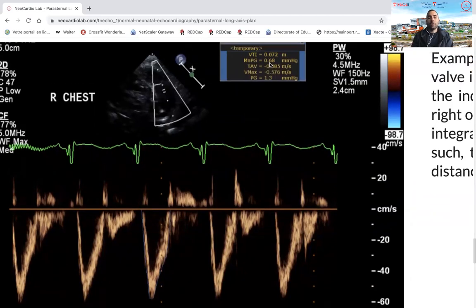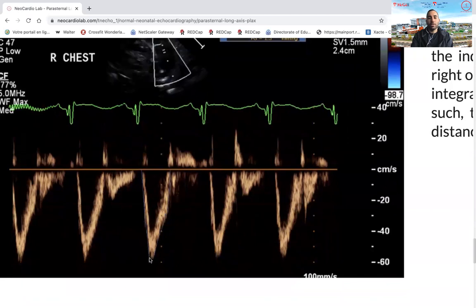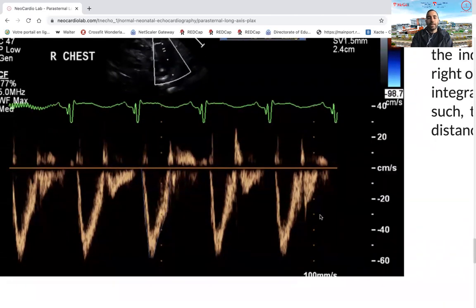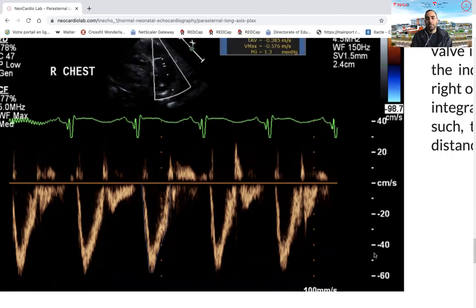Pressure gradients are basically measured with the assumption of the Bernoulli equation that we will speak about a bit later. It tells you about the maximal velocity, which here you can also measure. So you see that you're between -40 and -60. Minus because you're going away from the probe, so from the RV outflow tract to the pulmonary artery. And if you're looking in centimeters per second, it is about -55, -57 centimeters per second.